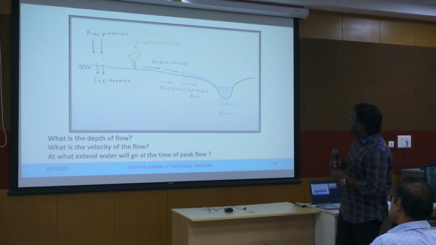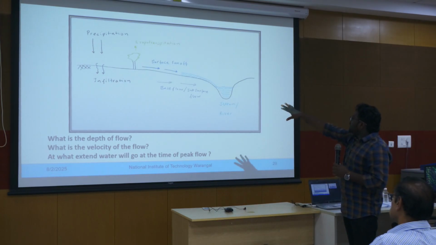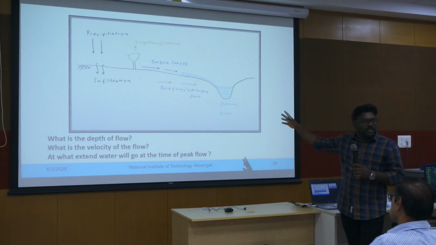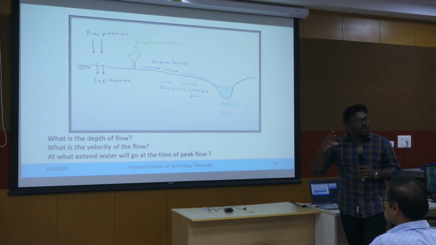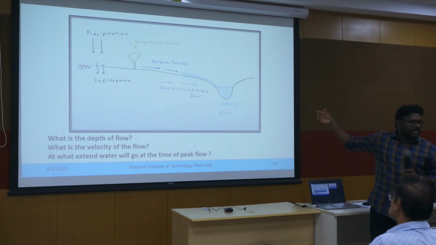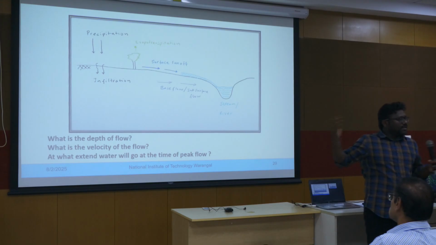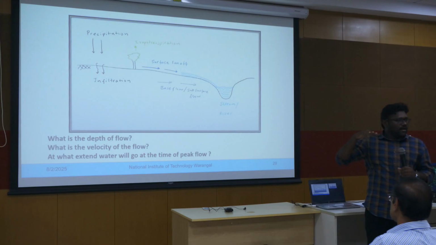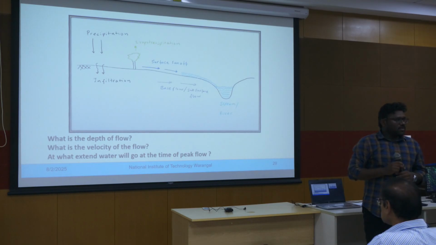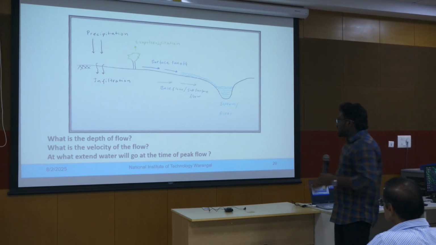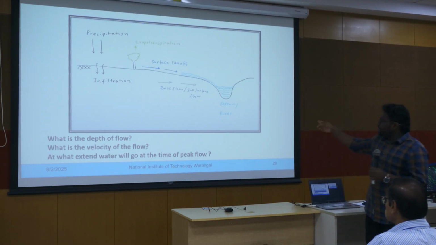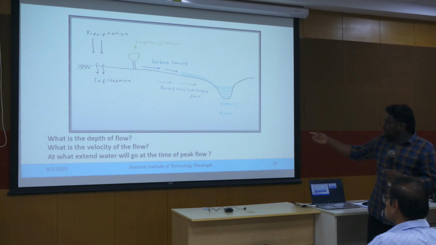So now our interest is this. After the water reaches the stream from the surface, we want to know what is the depth of flow in that stream, how far the water extends when the peak is coming, and at what velocity it is moving, meaning how fast it is moving in the stream. So these three we are going to address now: the depth of flow in the stream, the velocity of the flow, and the extent to which water is moving.